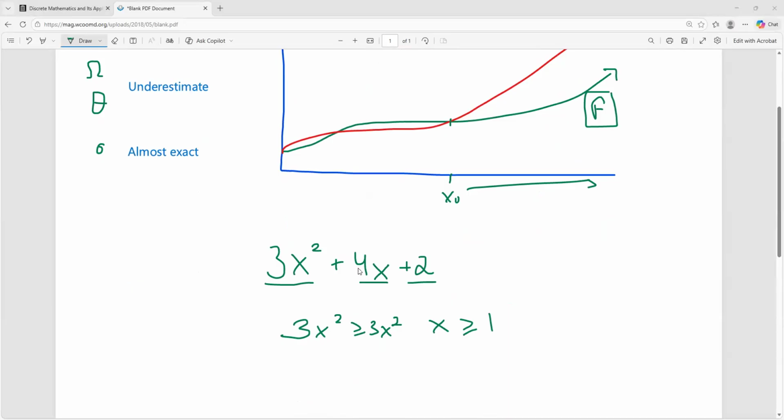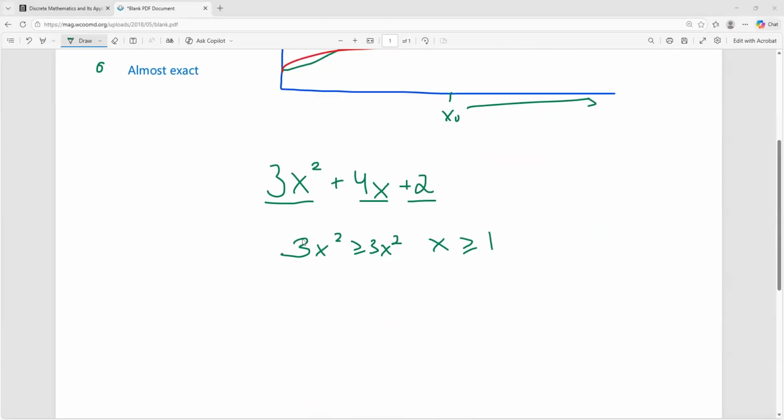There you go. Okay. So 3x squared is greater than or equal to 3x squared for all x greater than or equal to 1. Great. Now 4x: we want to find something greater than or equal to 4x. So I'm going to say x squared is greater than or equal to 4x for all x greater than or equal to 4. Right?